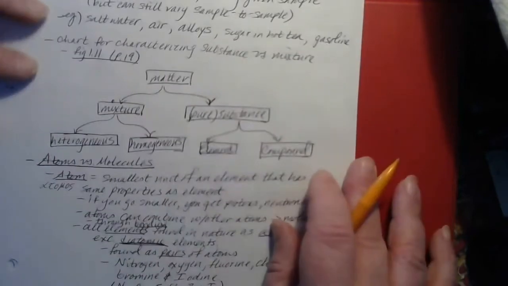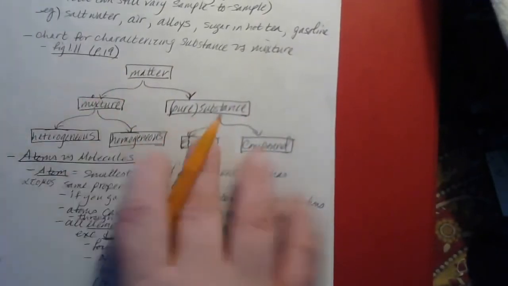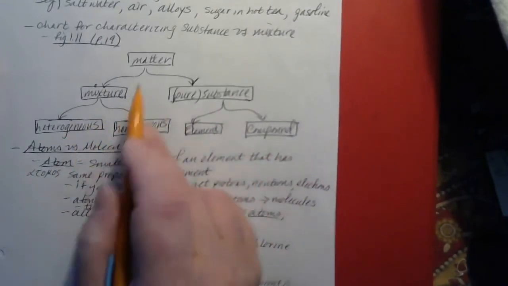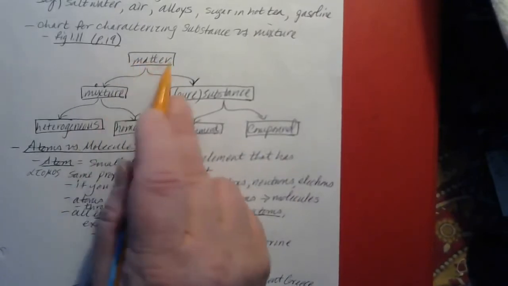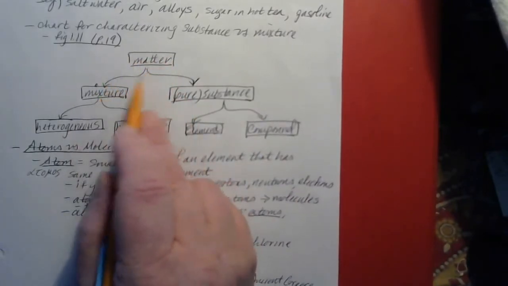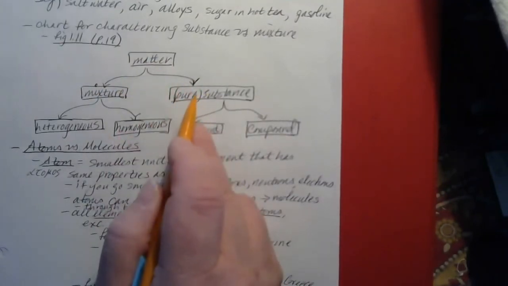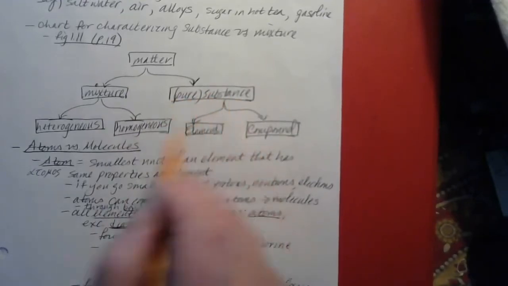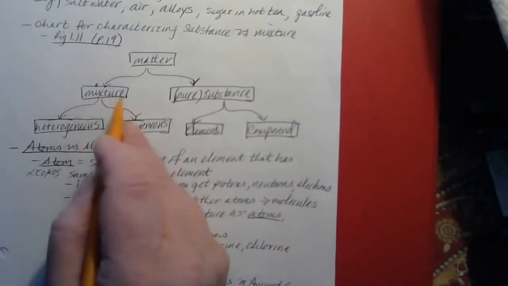There's a chart in the textbook for characterizing pure substances versus mixtures. It's on page 19. You can look at the full version. There's more written in it than I've written in here. But anyway, for the overall subject of matter, you've got mixtures versus pure substances. If it's a pure substance, that means there's only one type of element or compound present. If it's a mixture, that means there's more than one type of element or compound present.